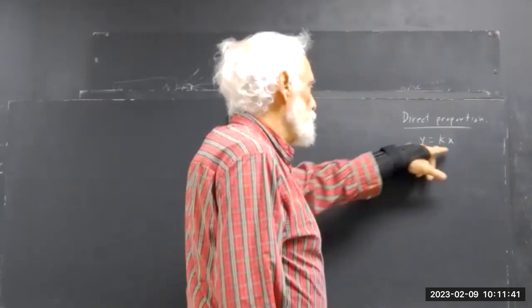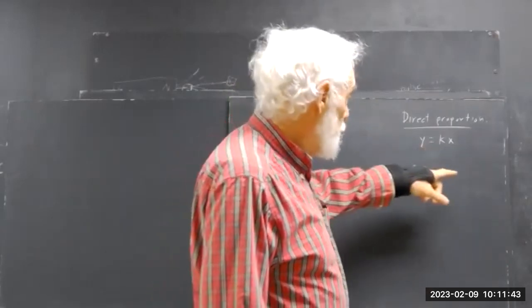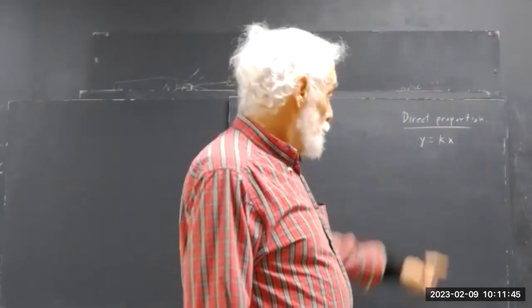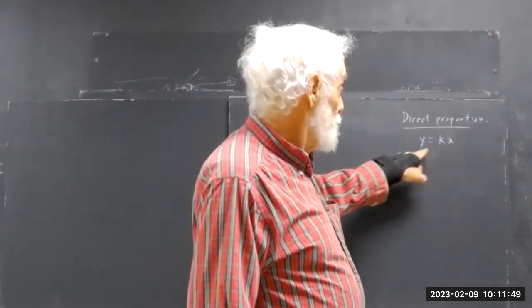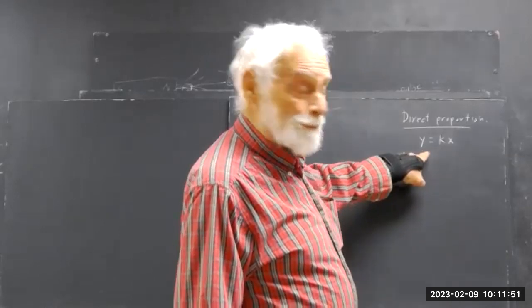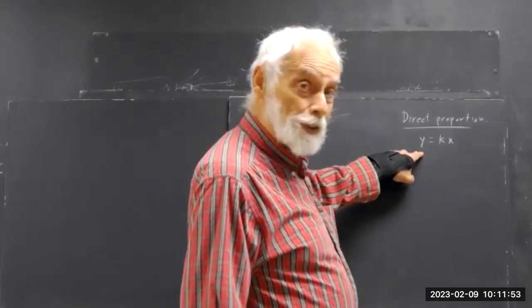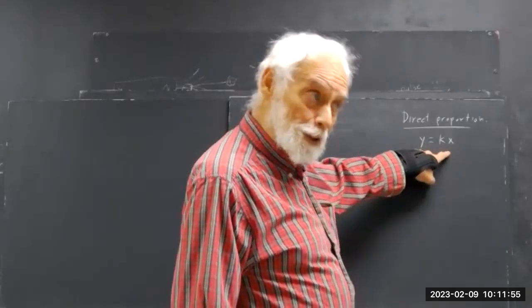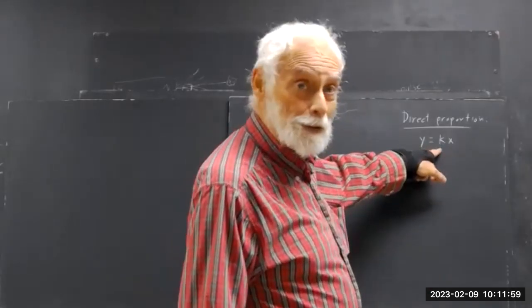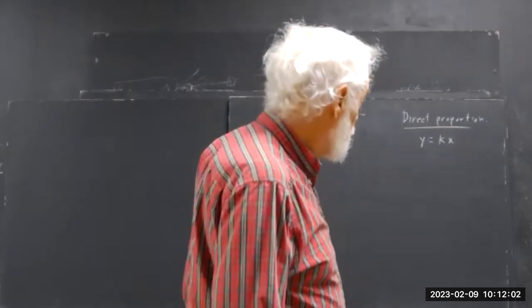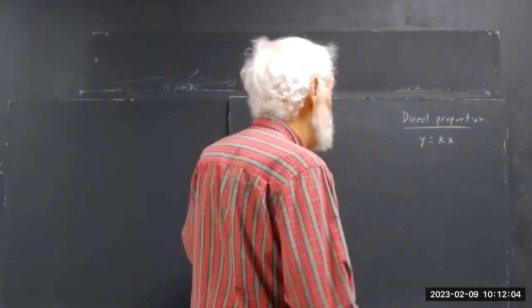A direct proportion: y is a direct multiple of x, meaning that if x gets twice as big, this guarantees that y gets twice as big. If x is half as big, y is half as big. If x is 10 times as big, y is going to be 10 times as big, as long as k doesn't change, and it doesn't. So that's our direct proportion.